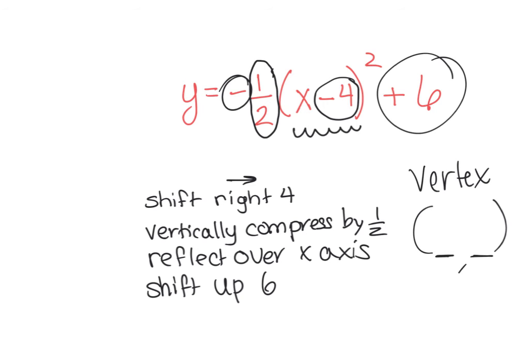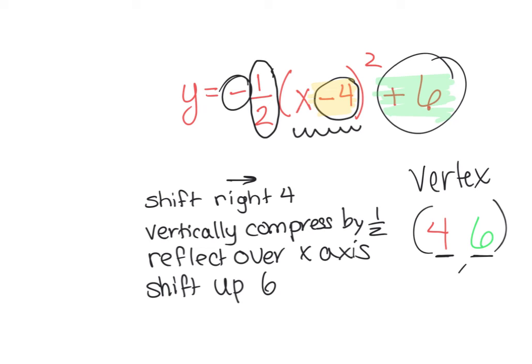So if they asked you what your vertex was, you can see the vertex just by looking at the equation. The x value of your vertex is inside, and it's the opposite of what you see. So if you see -4, the x value of your vertex is +4. The y value of your vertex is on the outside, and it doesn't lie to you. So if I see 6, I'm going to have a +6.